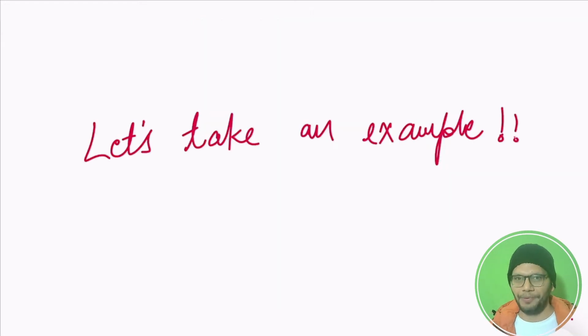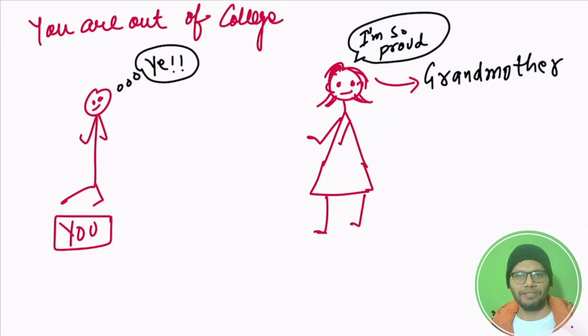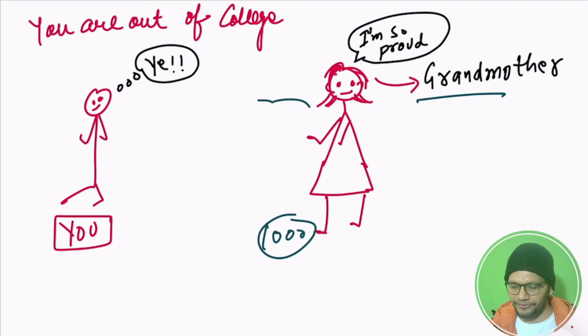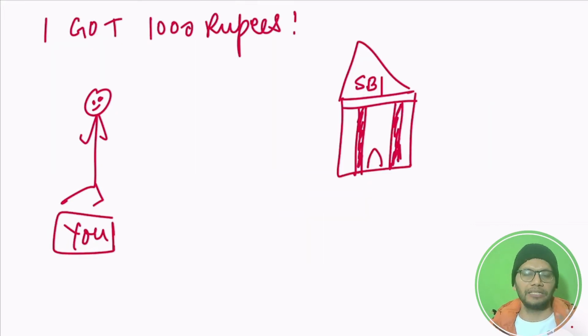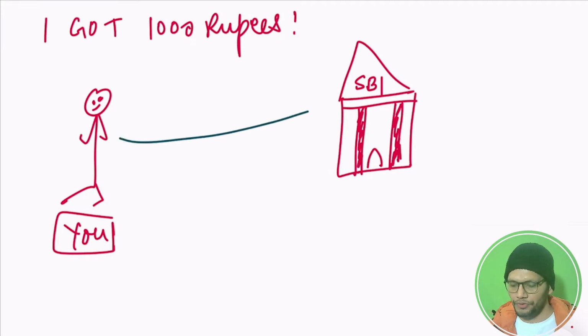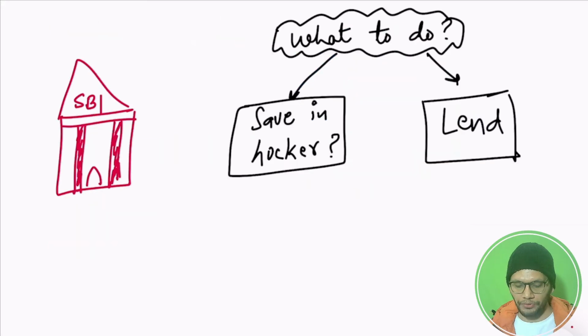Let me give an example here so that this concept becomes a little easier for you. Suppose you have just graduated from your college and your grandma is very happy and proud of you. She has saved 1000 rupees, so she gifts you 1000 rupees. What are you going to do with that 1000 rupees? Definitely you will go to your bank and deposit that 1000 rupees. Now that money is with your bank. What is your bank going to do with the 1000 rupees that you have just deposited in your savings account?